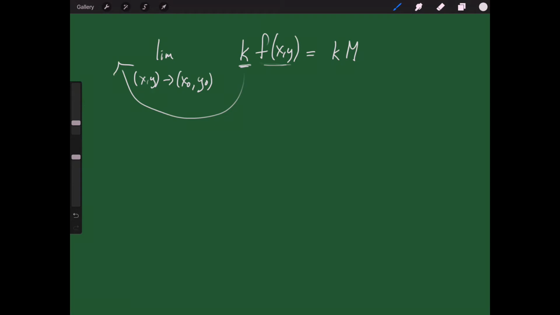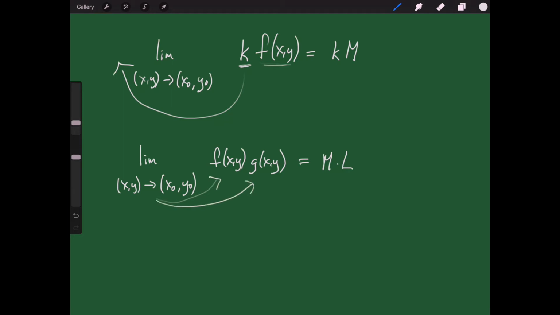Okay, we also get that the limit as x, y approaches x0, y0 of f of x, y times g of x, y is equal to M times L. In other words, a limit can be distributed over a product of functions.